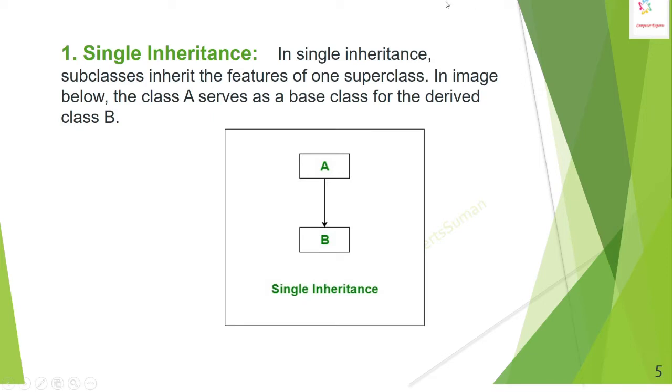In single inheritance, there is only one superclass and one subclass, that is, in this there is only one parent class and one child class. जिसमें only one child और one parent class हो उसको बोलते हैं single inheritance.